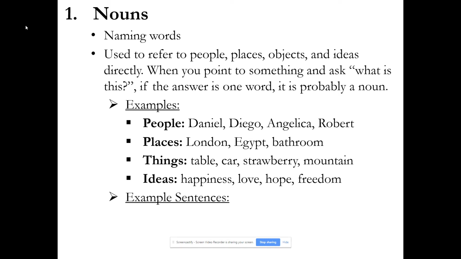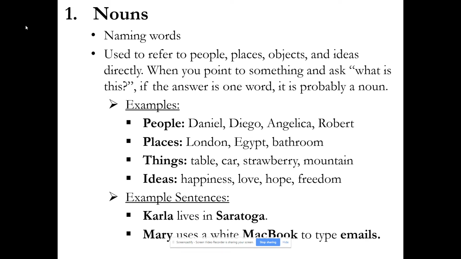Some example sentences. Carla lives in Saratoga. We have Carla, noun, and Saratoga, noun. One is a person, one is a place. Mary uses a white MacBook to type emails. Mary is a person, the MacBook is a proper noun, and the emails are a thing.